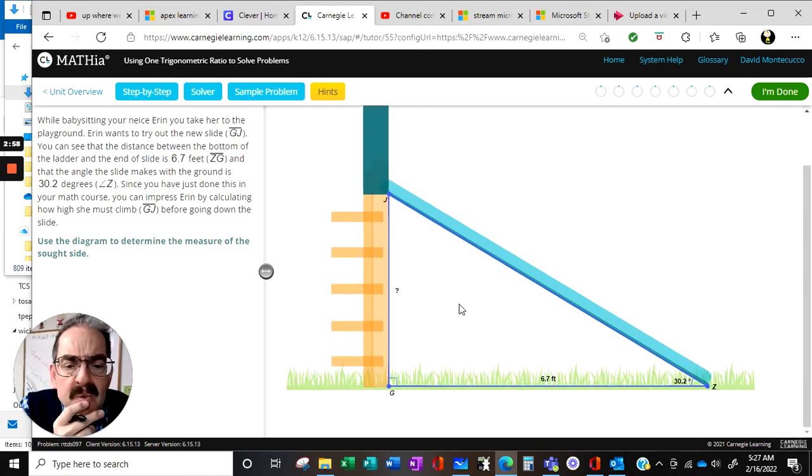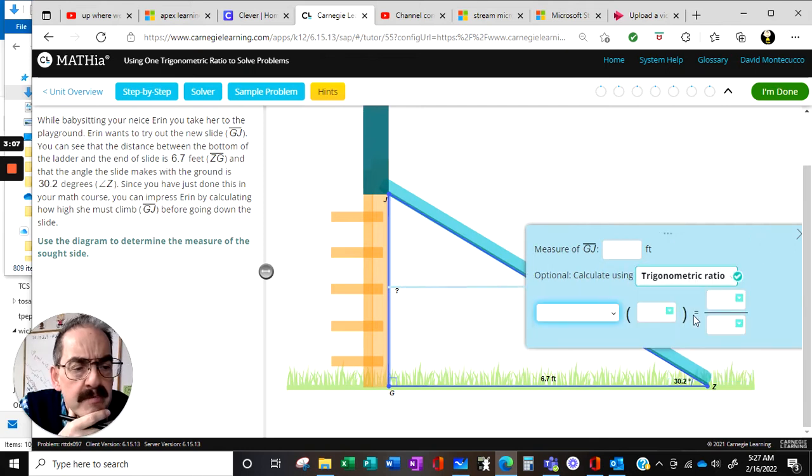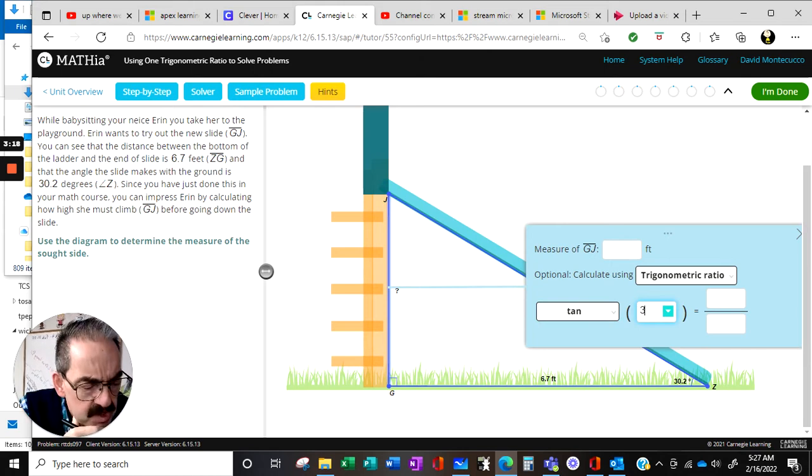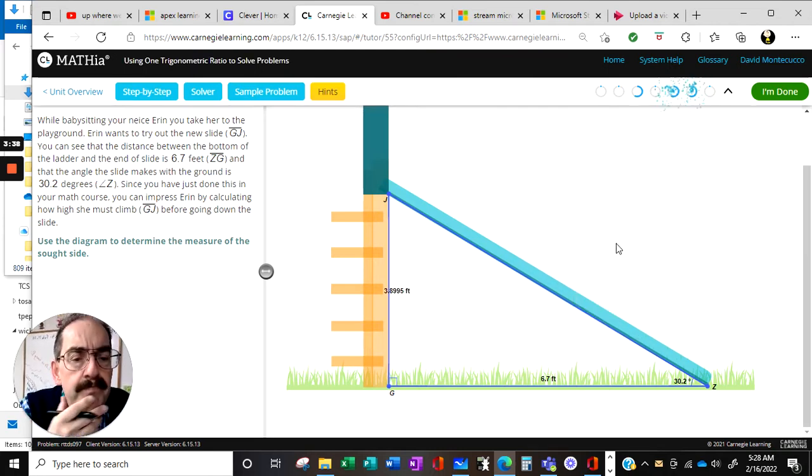Okay. So now we want this. So we're going to click, and we need to find this number. So calculate by using a trigonometric ratio. It's going to be the tangent, because we have the opposite over adjacent, and that's going to be 30.2 degrees, x, because that's the height, and 6.7. And the answer is going to be multiply both sides by 6.7 times the tan, parenthesis, 30.2. Cool.